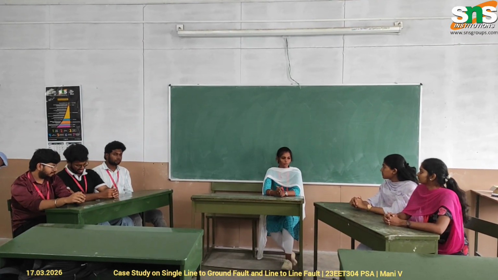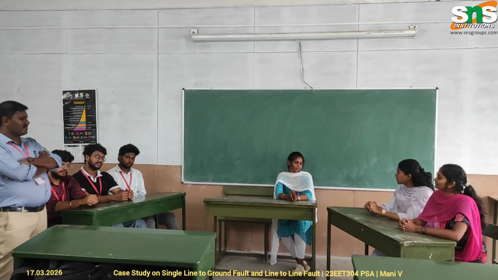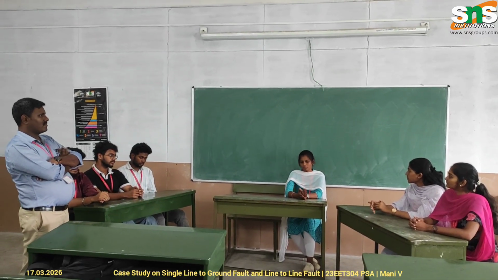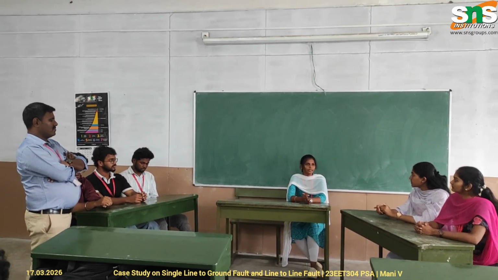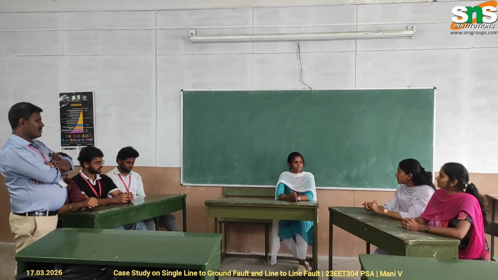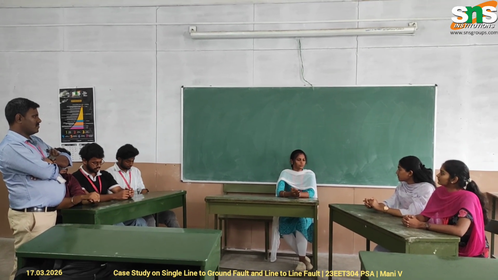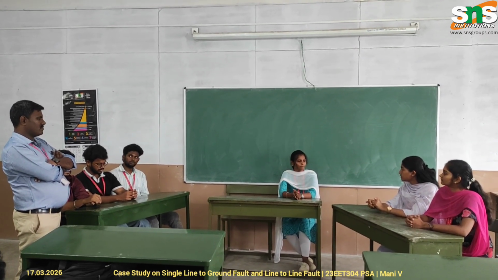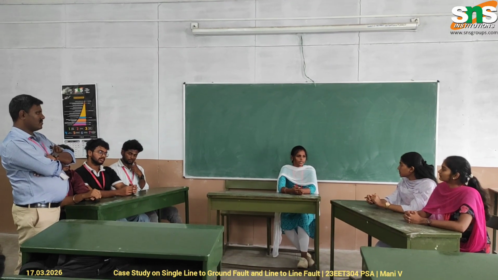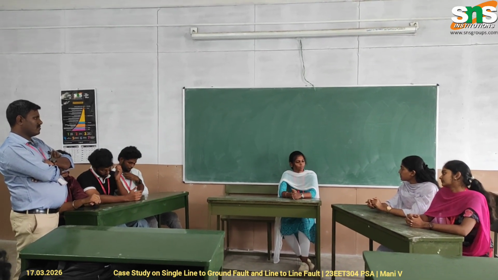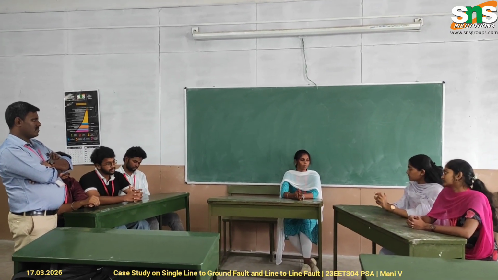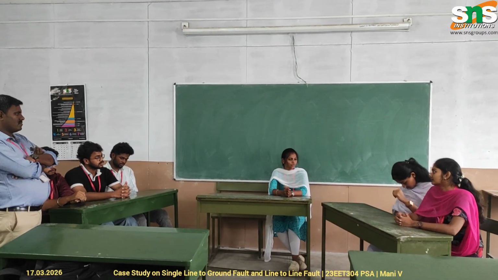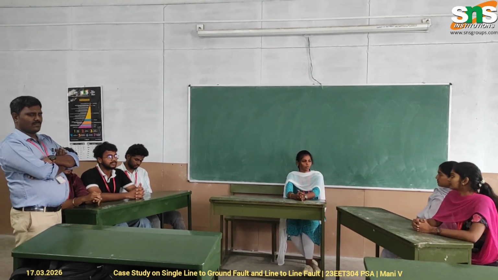So coming to the line-to-line fault, there is no need of a zero sequence network. Only the positive and negative sequences are involved, and the fault current is given as IF equal to root 3 EA by Z1 plus Z2. Here Z1 and Z2 are low, so the impedance is low. There is no ground path. The fault current is usually less than the single line to ground fault.